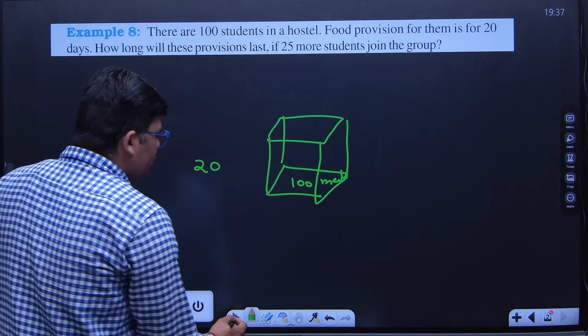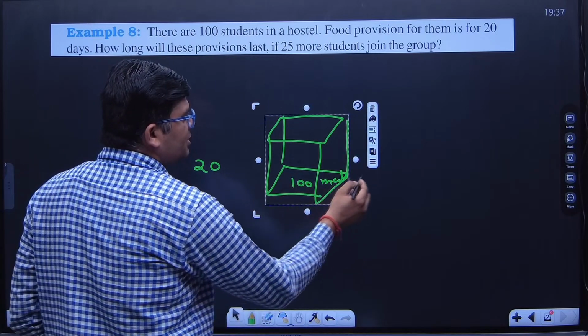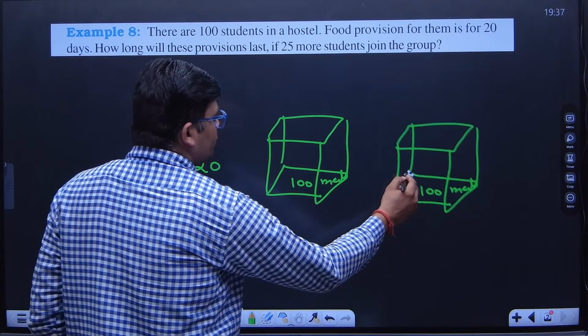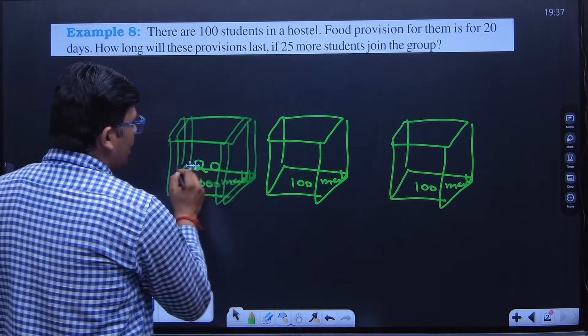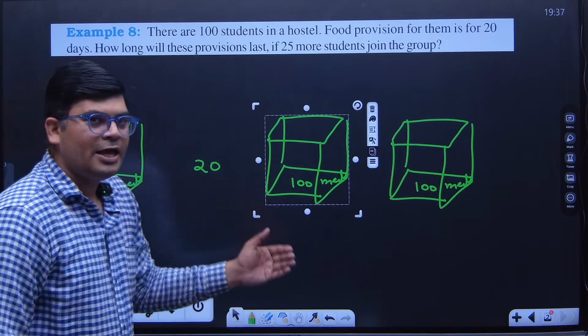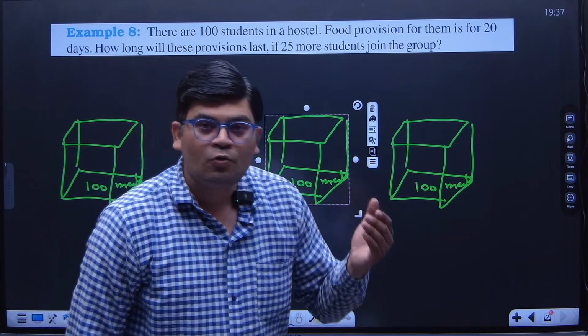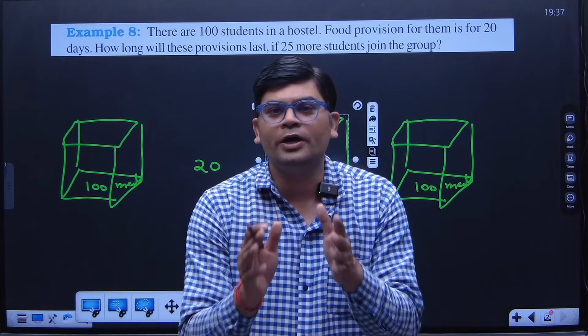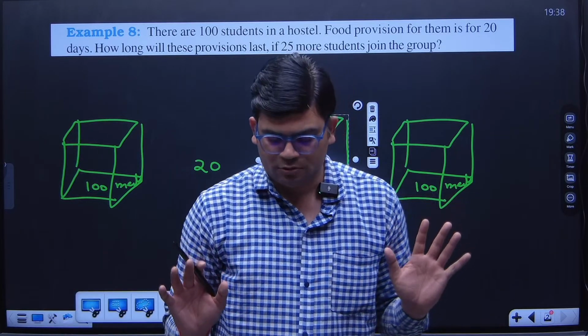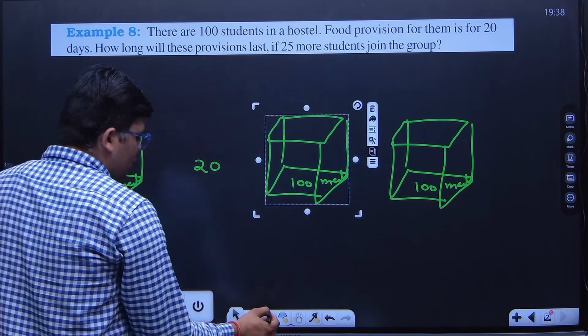So how many boxes like this will you have, since the meal is for 20 days? So this is for 1 day, so 2 days, again 3 days, and like this how many boxes do we have? 20 boxes for 20 days. Understood? Yes, sir. Wonderful.